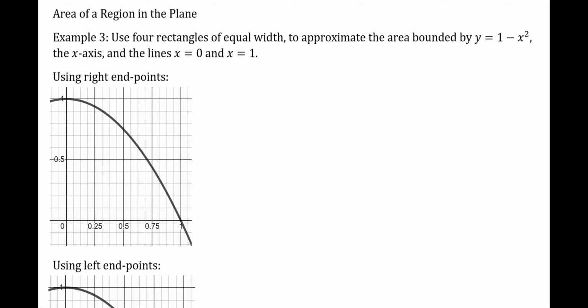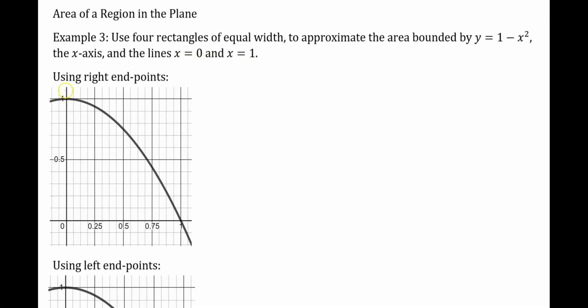So using right endpoints, that means that when we draw these rectangles in, we want these rectangles to have the right corner of the rectangle touching the parabola. So first, let's just talk about the boundaries that we were given. Clearly, we can see the parabola graphed, and I've intentionally cropped this picture so that we're staying in between the boundaries of 0 and 1.